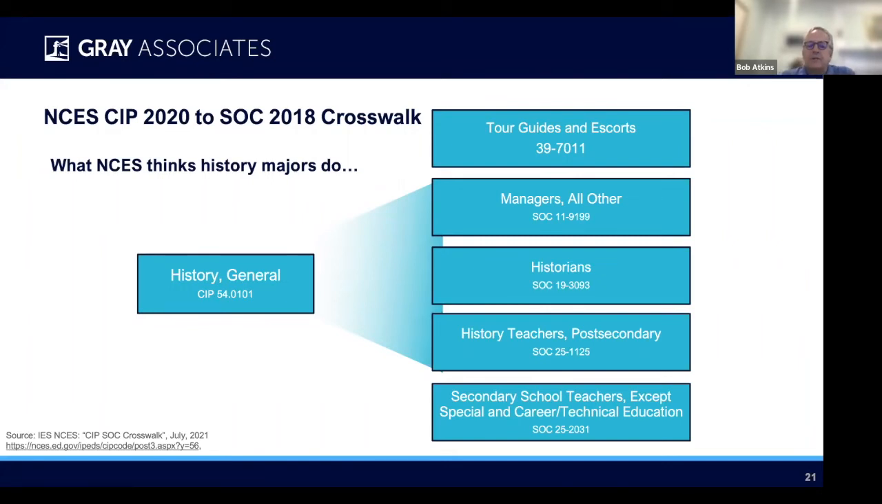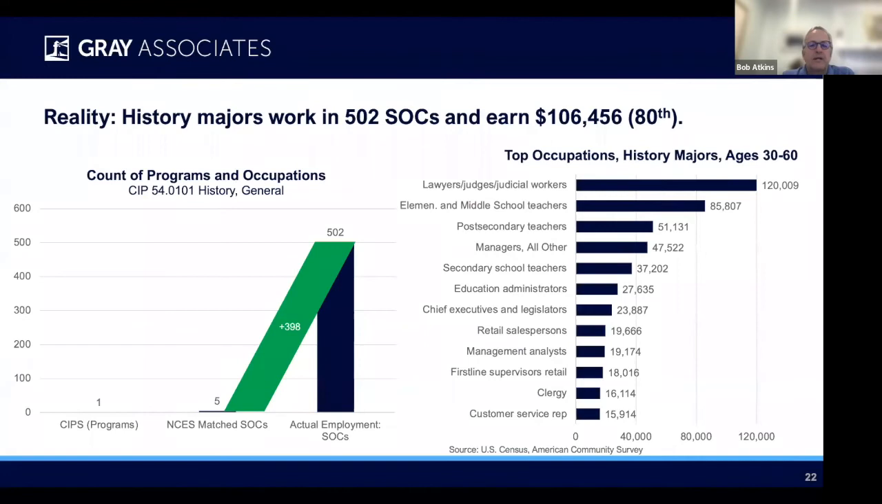They also go into managers, all other, my personal favorite, we can get classified as other. Historians, there might be 2 or 3 jobs a year in that field. History teachers, post-secondary and secondary school teachers, except for special and career technical education. So that's it. If you're a history major, NCES says you can go into one of these 5 fields. Now, what do we actually do? Well, it's kind of different.